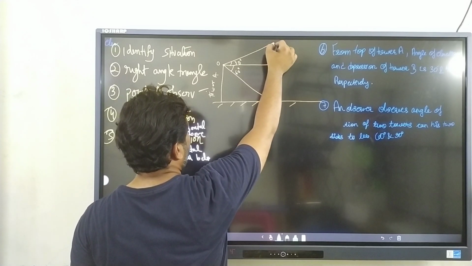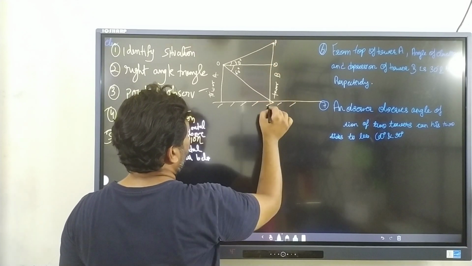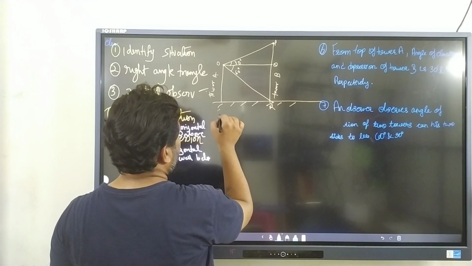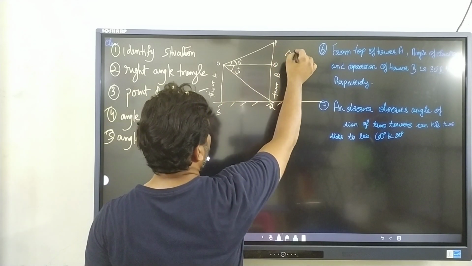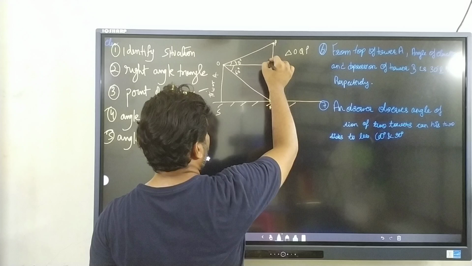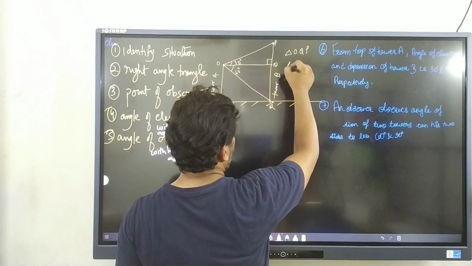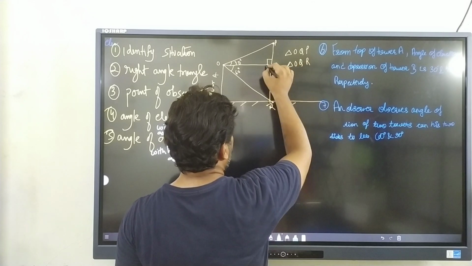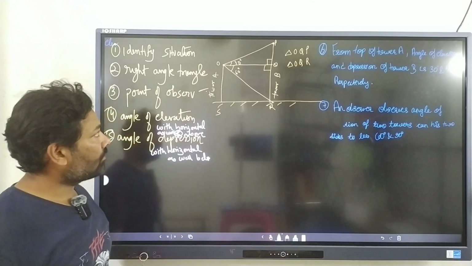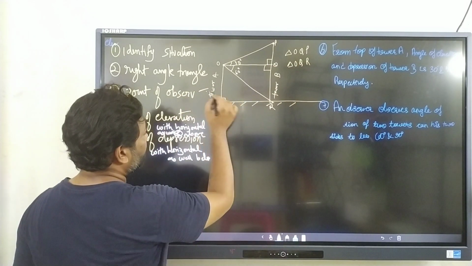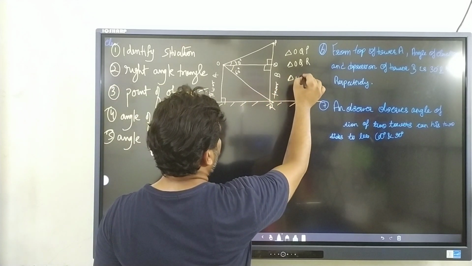Let's say P, Q, R, S. So O, Q, P is one right angle triangle. We have a right angle over here. Then we have O, Q, R as a right angle triangle. We have 90 degrees over here, right? This is one more right angle triangle, OSR.